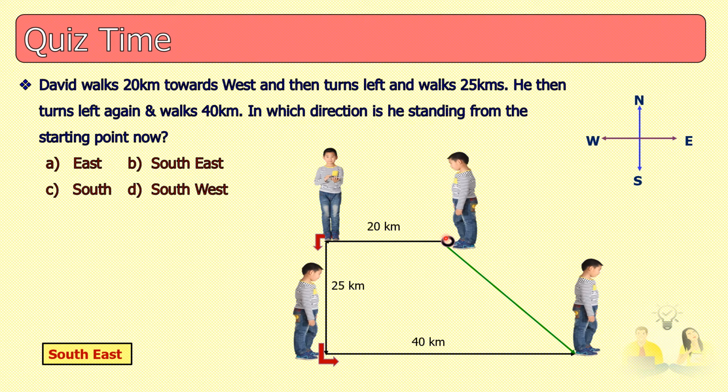David walks 20 kilometers. This is his starting point. He walks 20 kilometers towards west and then turns left. He has already turned left here in this figure and walks 25 kilometers. He then turns left again and walks 40 kilometers. In which direction is he standing from the starting point now? The green line is showing his direction from the starting point. Starting point should come here because that is the reference point from which we have to tell the direction. So he is actually standing in this direction from the starting point, which is southeast.